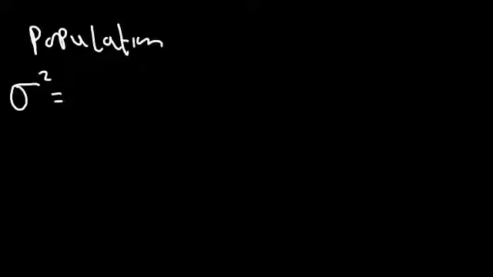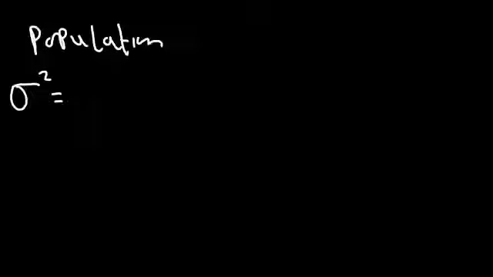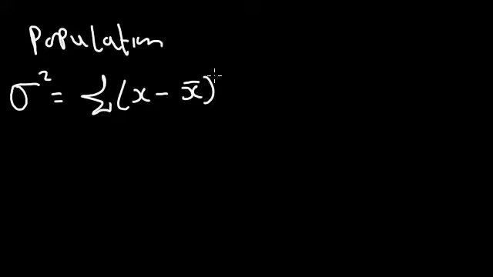For ungrouped data, there are generally up to 4 formulas that help us to do that, and these are the formulas. The first one is that sigma squared is equal to the summation of (x minus x bar) all squared, entirely divided by n, where n is the summation of the frequency of that distribution. You understand?